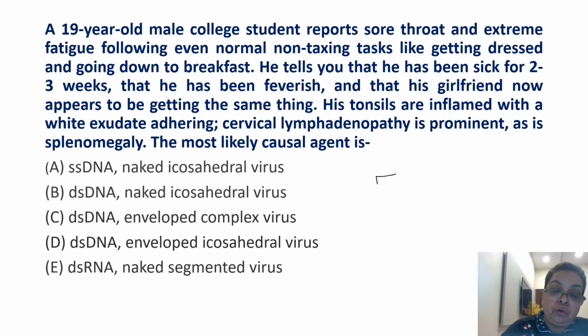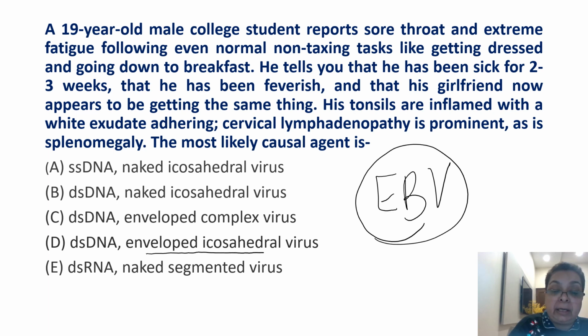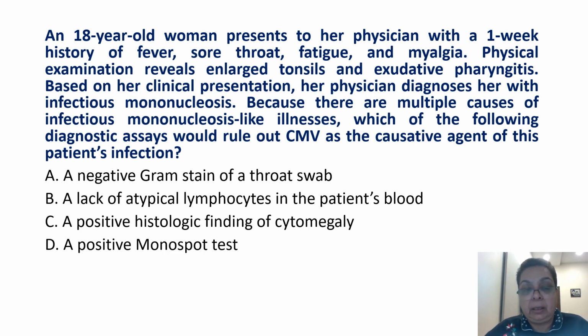We are going to look for the properties of Epstein-Barr virus, which is a herpes virus. So what is it? It is a double-stranded DNA virus, which is enveloped and has an icosahedral symmetry. Let's take up our last question.